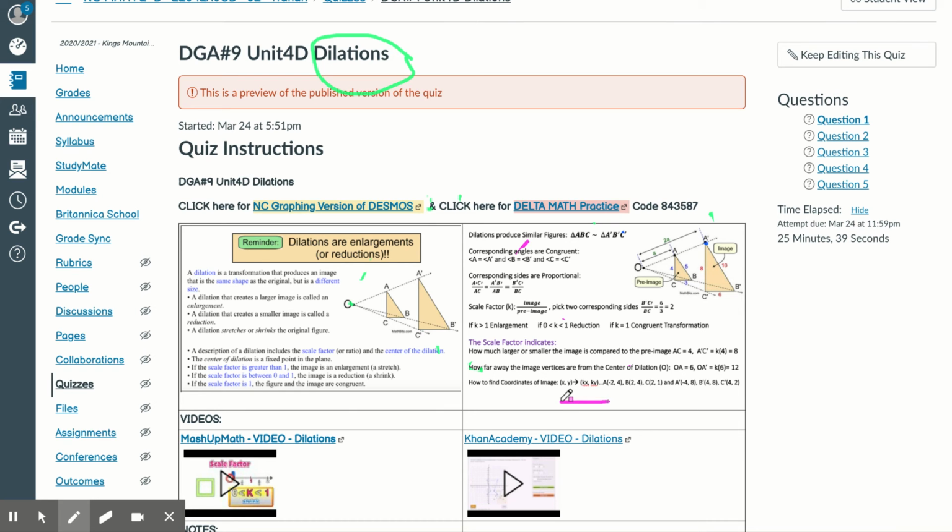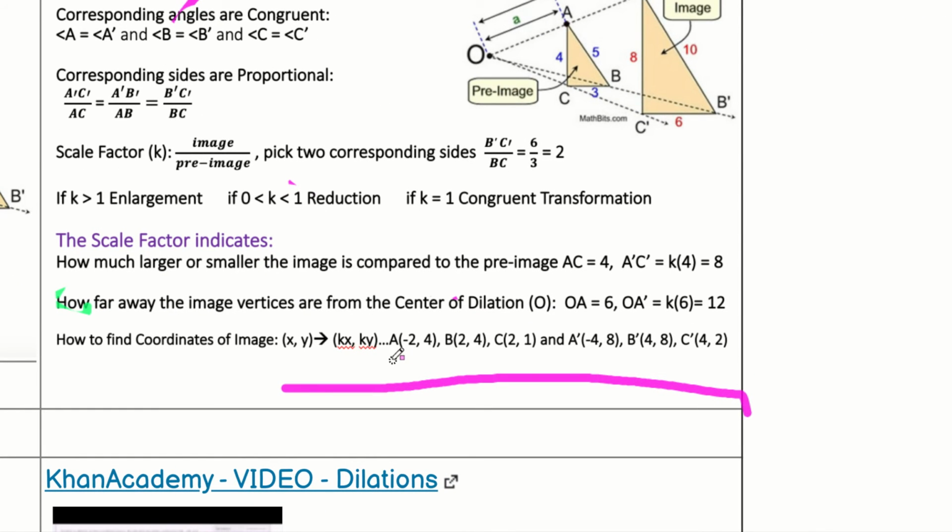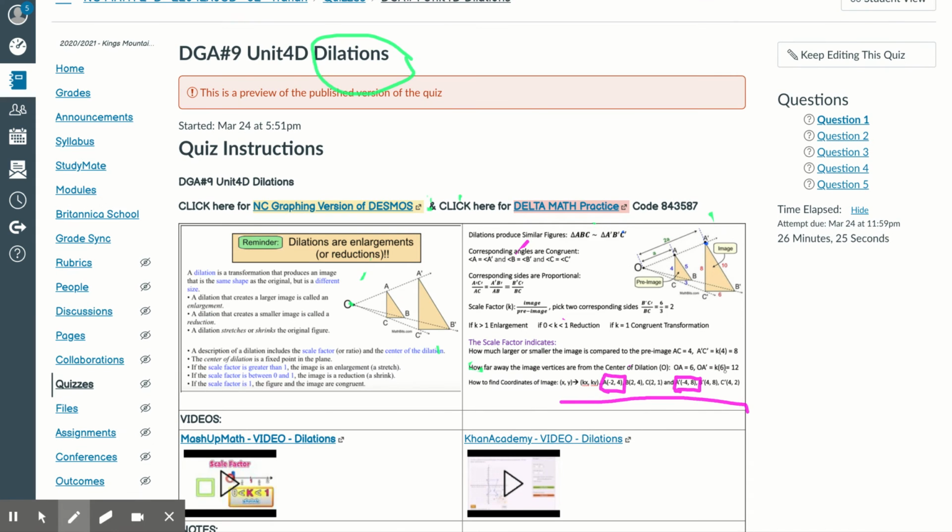If you had a coordinate and you needed to find other coordinates. So here I'm showing you I have the coordinates for the pre-image ABC, and I needed to find the coordinates for the A prime, B prime, C prime. All you would have to do is take your pre-image coordinates and multiply both the X and the Y coordinate times the scale factor. So this is -2 times the scale factor of 2, -4. 4 times the scale factor of 2, 8. And you can do that with each one of your pre-image coordinates to find your image.